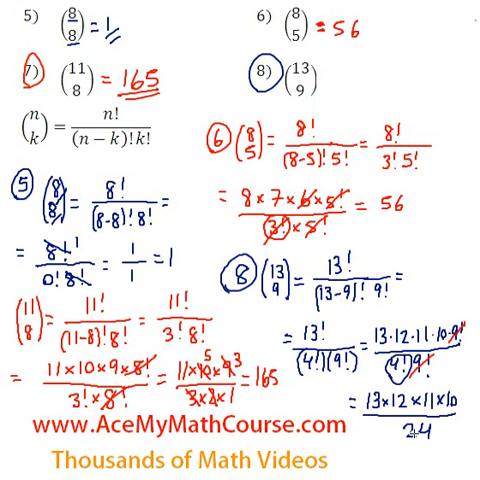I'll divide top and bottom by 12. Get a 2 down here at the bottom. 10 divided by 2 is 5. So our final answer will be just 13 times 11 times 5. What is that going to be? You're going to need the calculator for that. That's 715. So that is 13 choose 9.